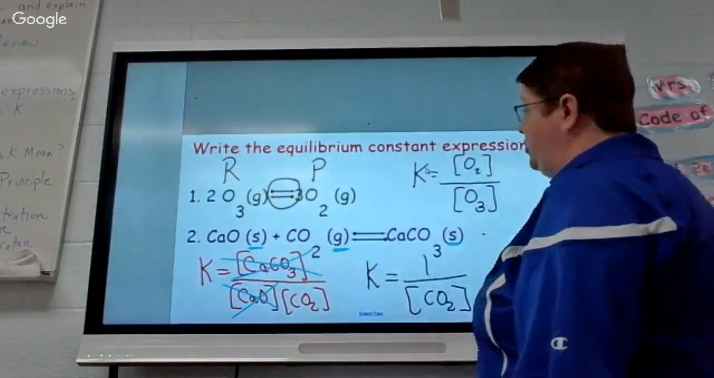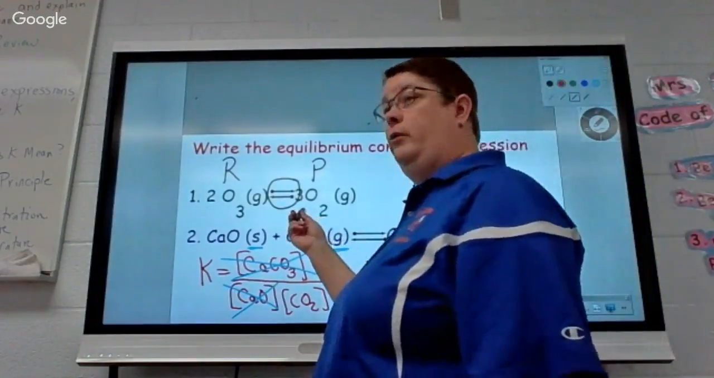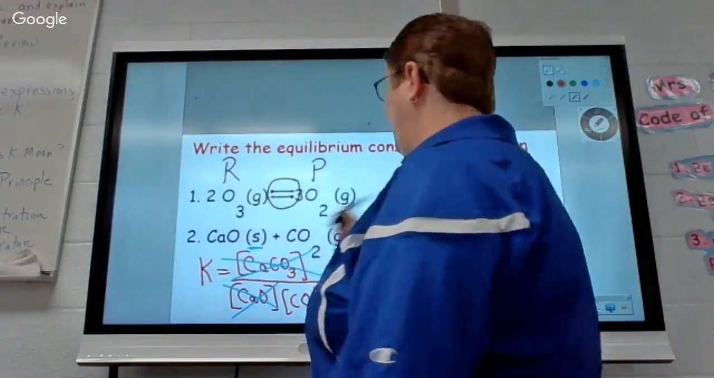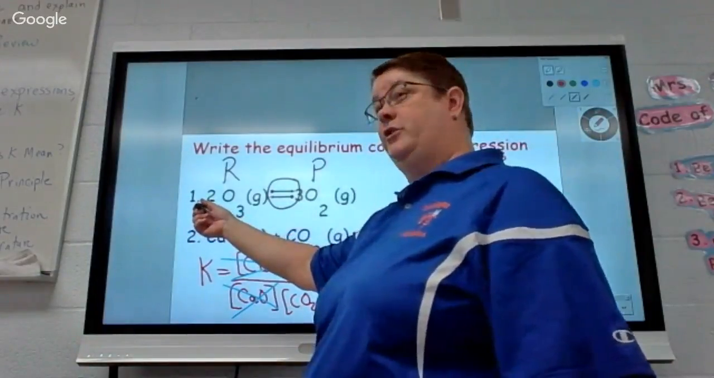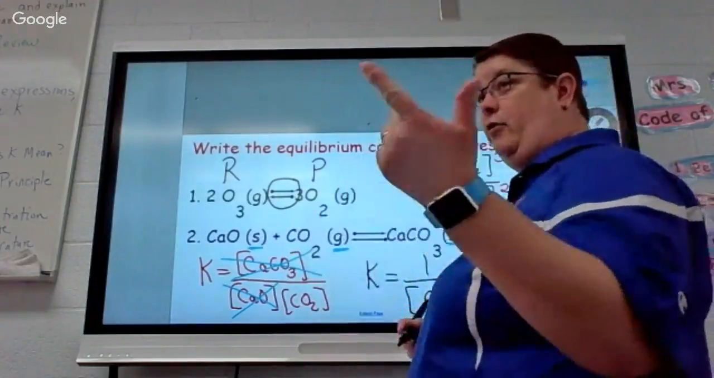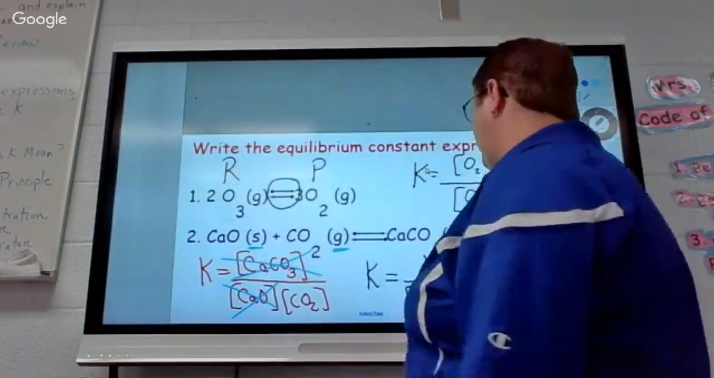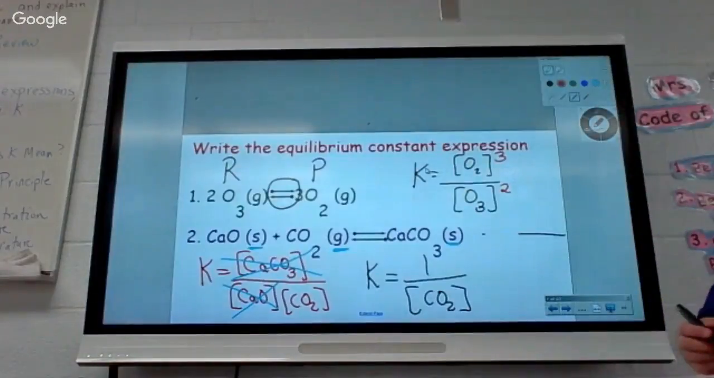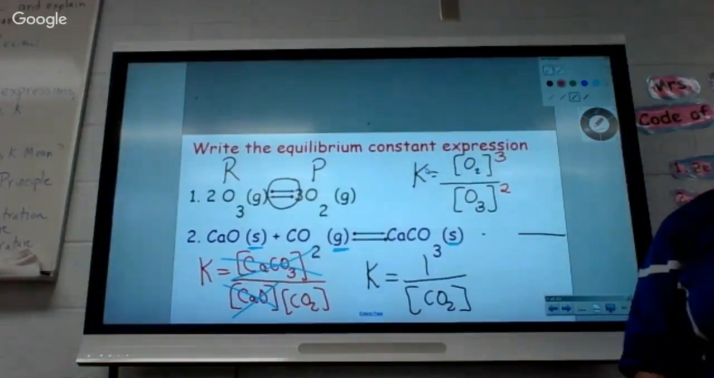So what are my coefficients when I look here? 3. What are my reactants' coefficients? 2. Are either of them a solid or a liquid? So I don't mark anything out in that equation. Okay? Are we okay with writing K?